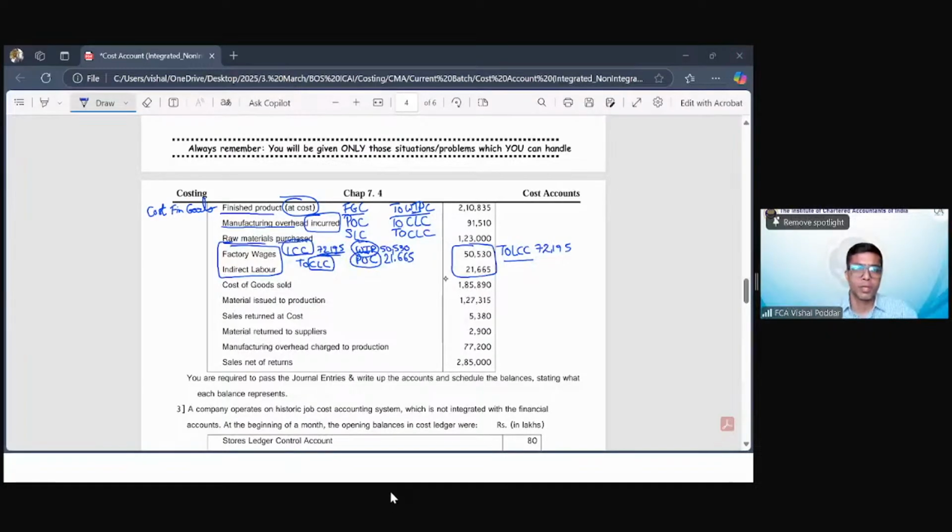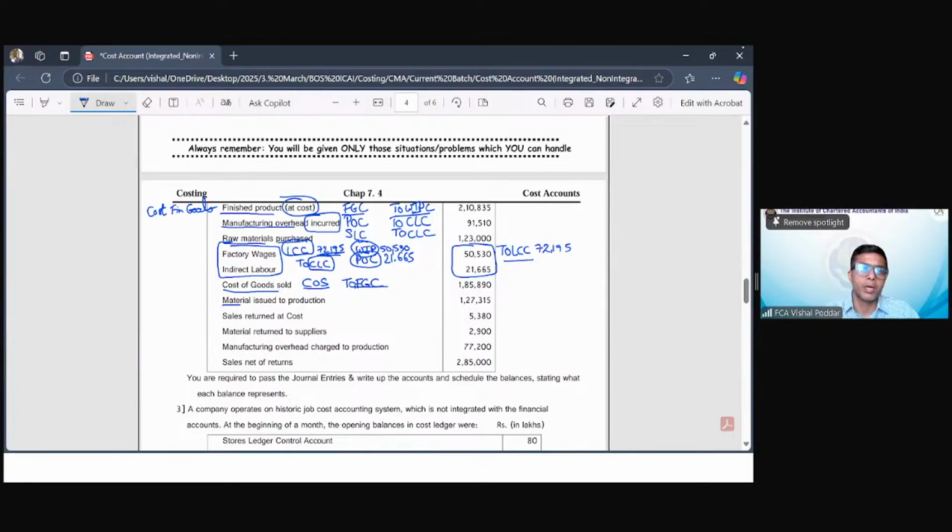Now, the next transaction is that these goods I have sold to my customers. So when I have sold the goods to my customer, I debit the customer, which is my COS. And from where these goods are going? These goods are going from my godown. So I credit the godown, which is the finished goods control. So customer, which is represented by COS, and godown, which is represented by FGC.